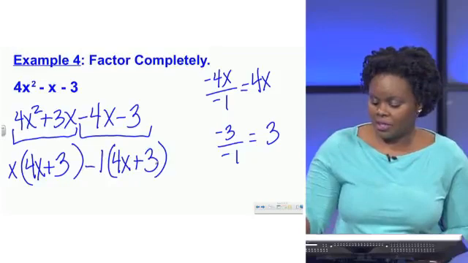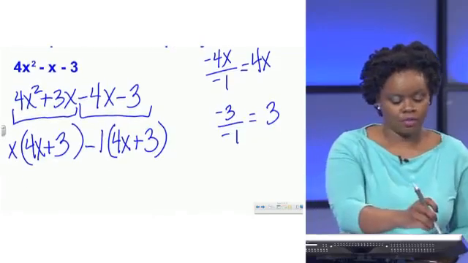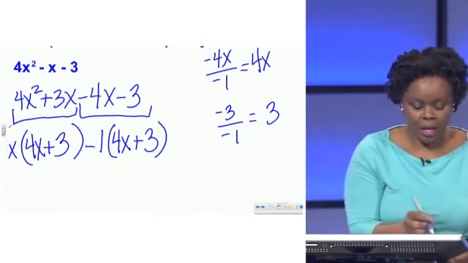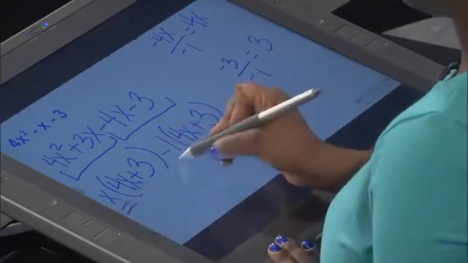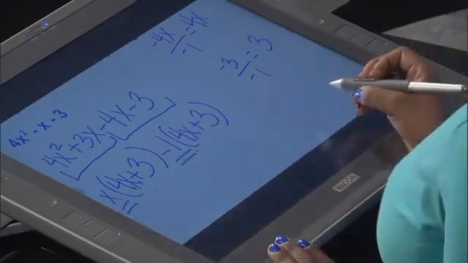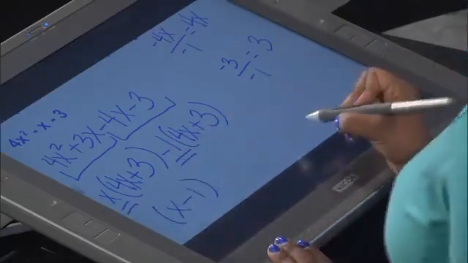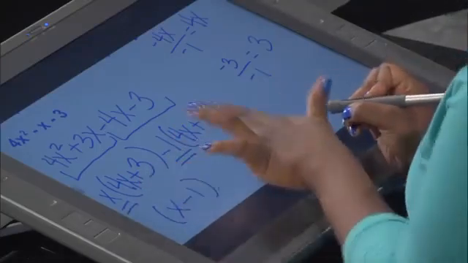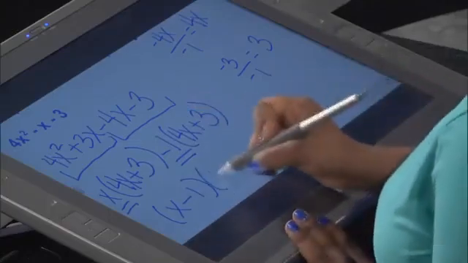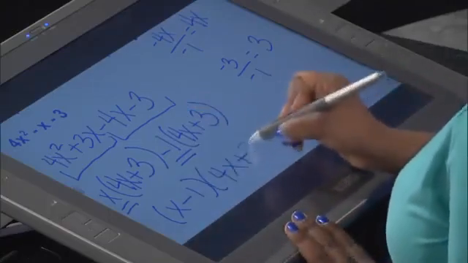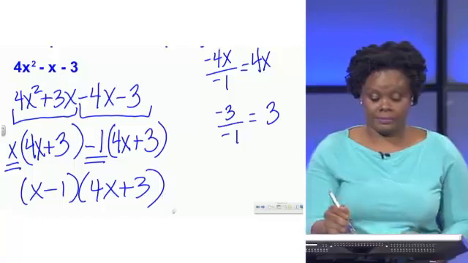Okay? Remember what comes next? You're at the finish line, just about. It's time to just write that final answer. So I see I have the x out front here and the negative 1 out front here. So x minus 1. And both of these have the 4x plus 3. So 4x plus 3. And you're all done.